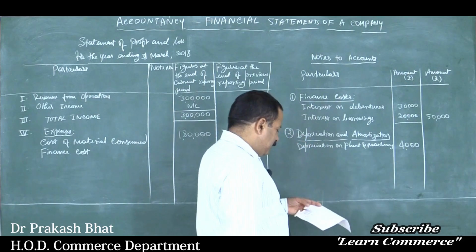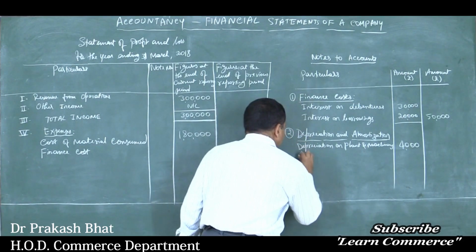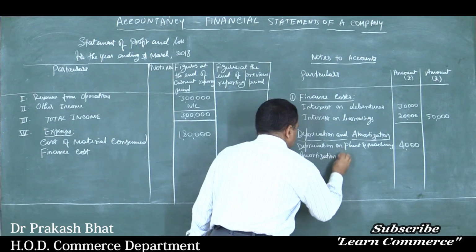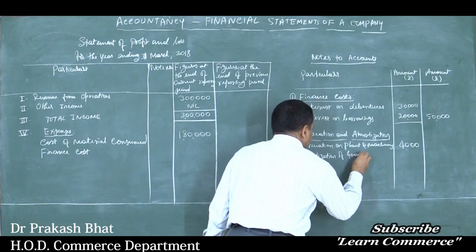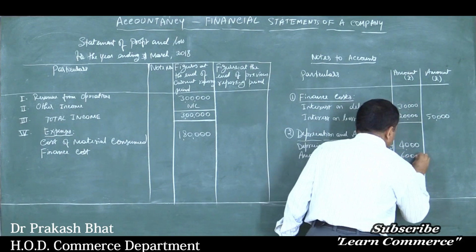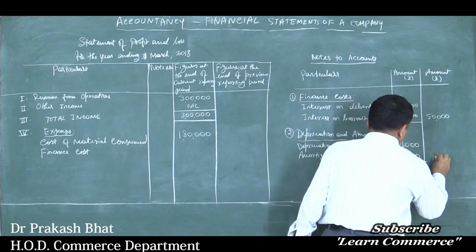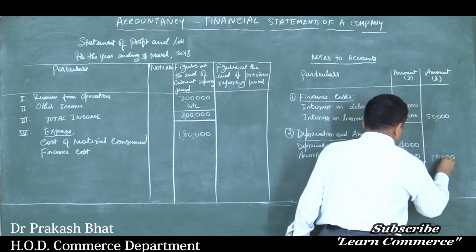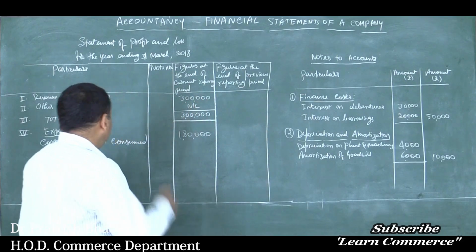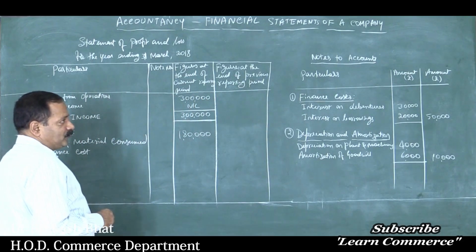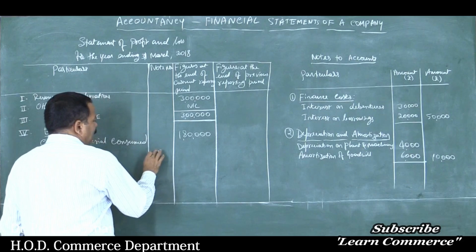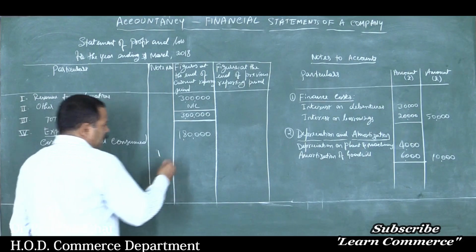And the other one is amortization of goodwill. It is 6,000, right? Yes. Total is 10,000. That's all. So note number 1 and note number 2 we have to enter here. Now finance cost, note number 1. Just write the total amount, 50,000.